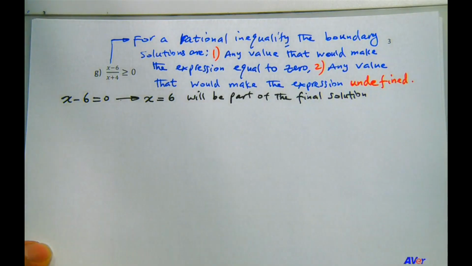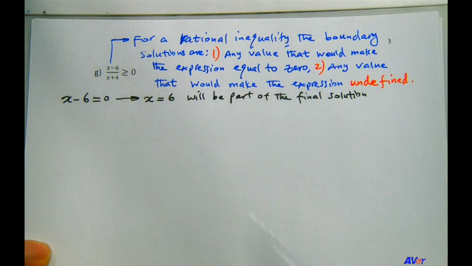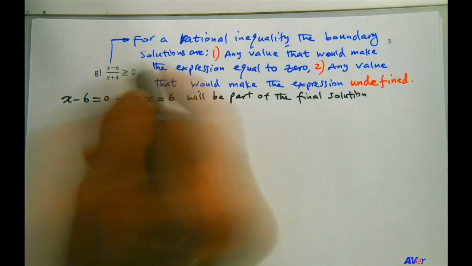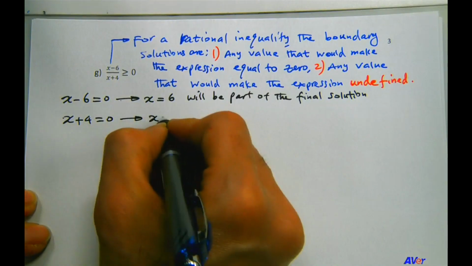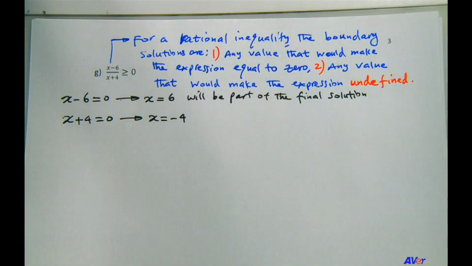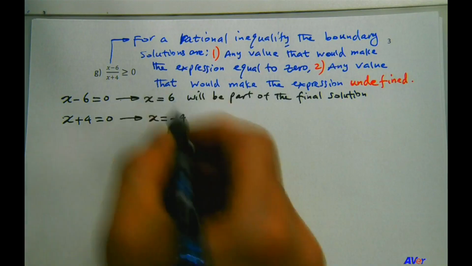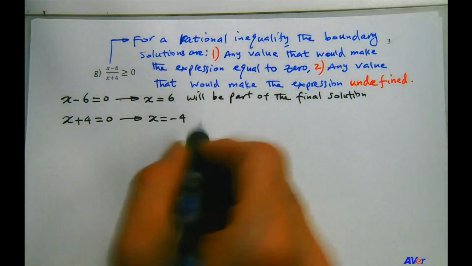solution. Now, the other thing we need to find is any value that would make the expression undefined. What would make this expression undefined? Anything that would make the denominator equal to 0. So x plus 4 equals 0, therefore x equals negative 4. So we know x equals negative 4 is a boundary solution. We already know that. But will it be part of the final solution? If you answered no, you're absolutely correct, because this will make the denominator 0 and make this expression undefined. So it cannot be part of the final solution.